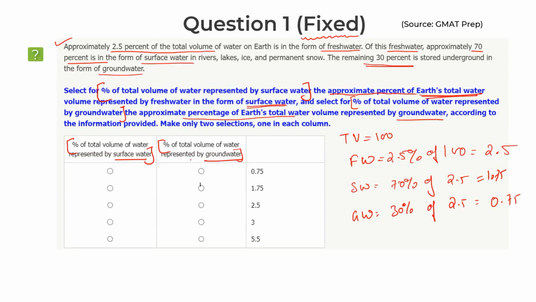Now, of course, there are two ways to do this, right? What is the first way? The first is the conventional way of doing it, where I actually go ahead and calculate the surface water and the groundwater.